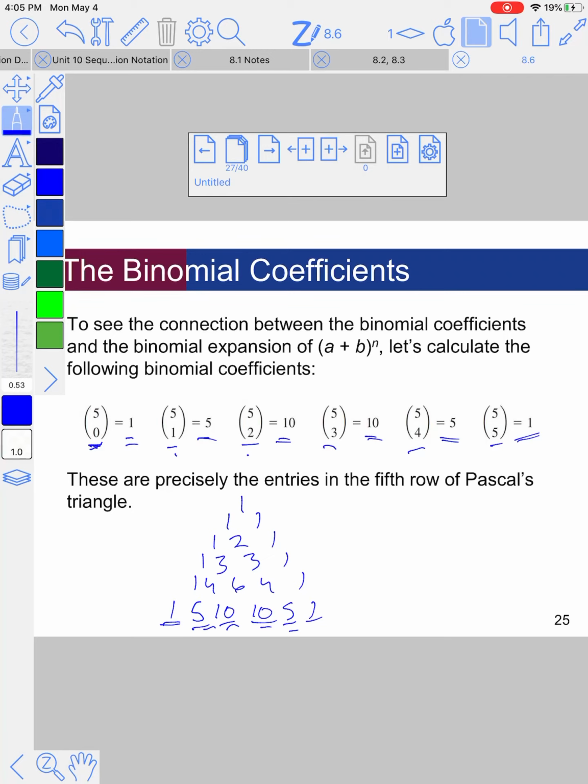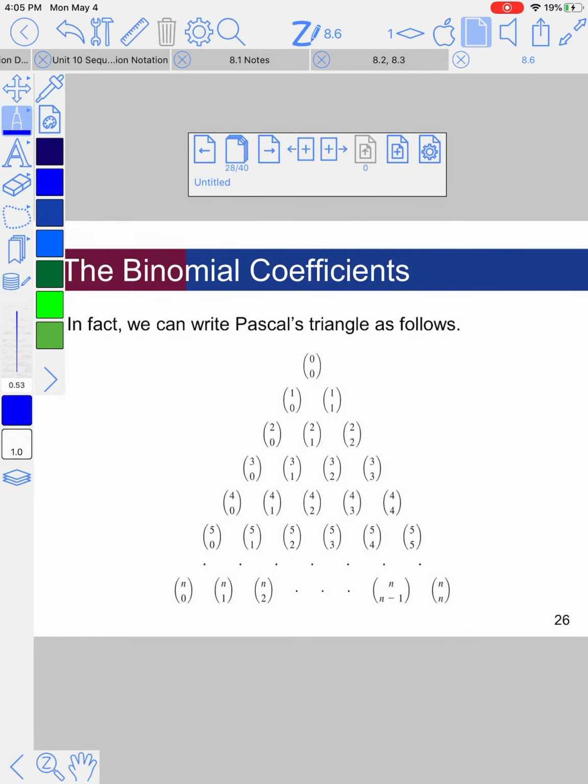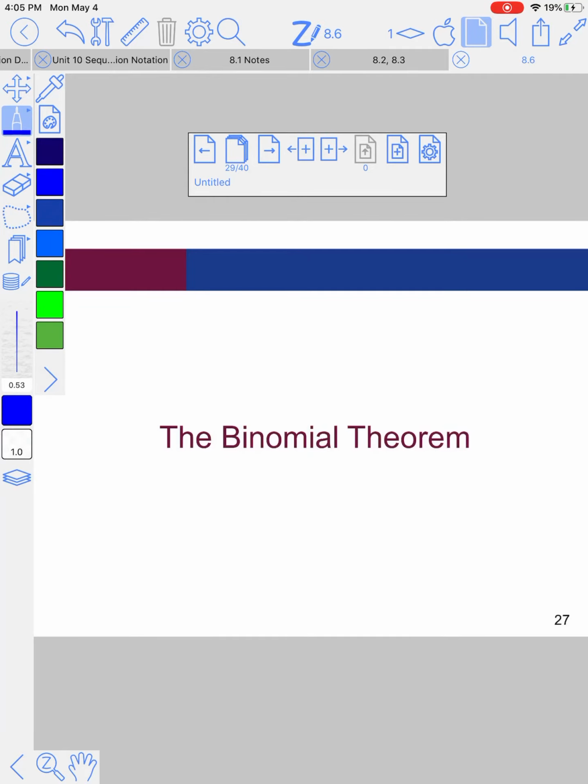All right, let's go ahead and take a look at 26. So we could write Pascal's triangle up like this. And there it is. So, how does that help us out? Well, I think I'm going to stop here. I'm going to show you one more video of how this helps. Actually, let's just go to 28.